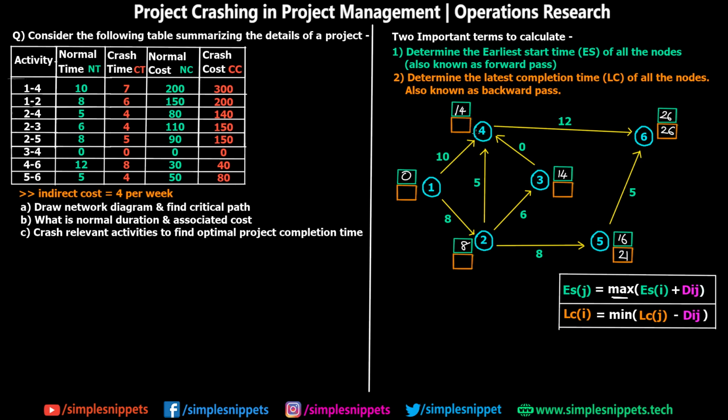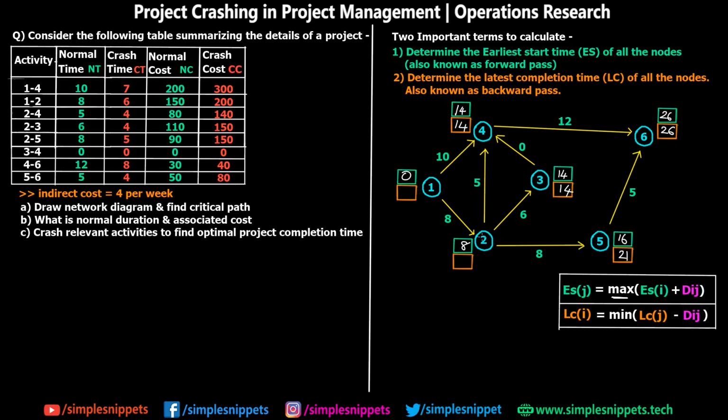Similarly, let's calculate LC value for the fourth node. This is going to be LC of I. When we are coming from 6 to 4 in the backward direction, this is going to be LC of J. The formula says LC of J, which is 26, minus the distance between the two nodes, that is 12. So it's going to be 14. Now we can also calculate LC value for the third node because only one arrow is coming out of that activity, so we don't have any comparisons to make. We can come back from 4 to 3. So 14 minus the distance, which is 0. So again 14 over here.